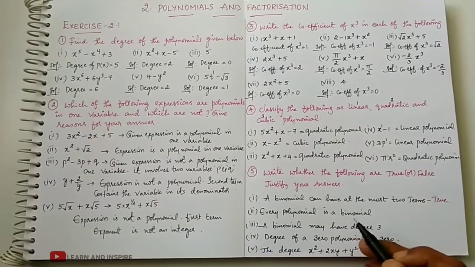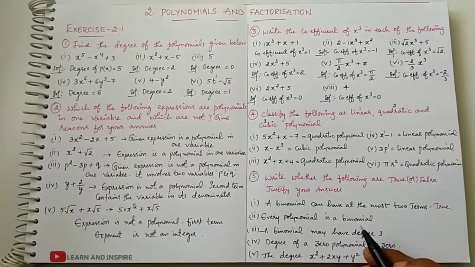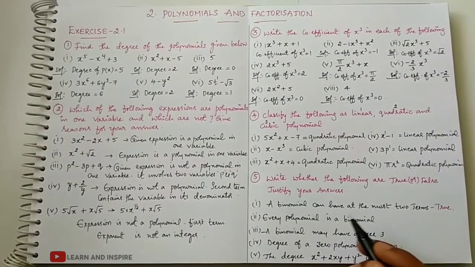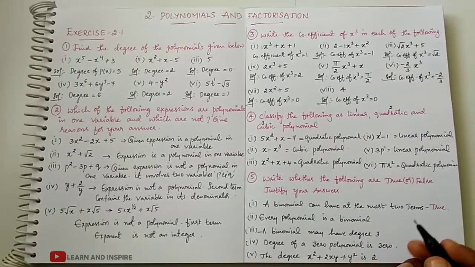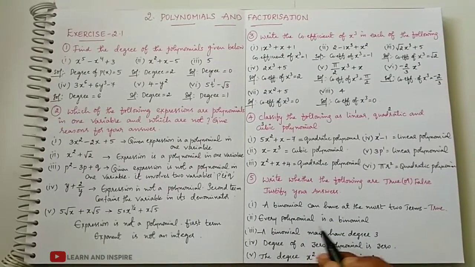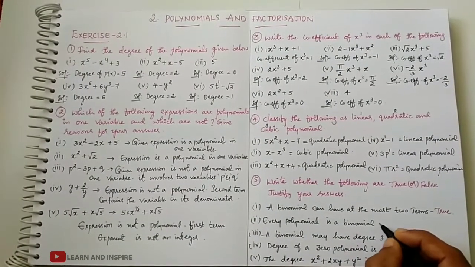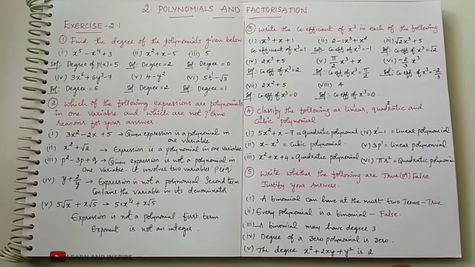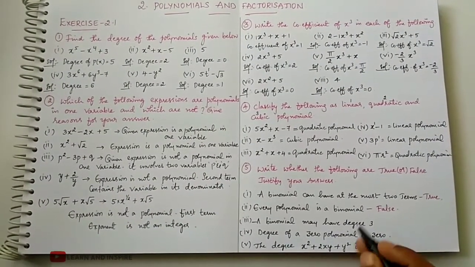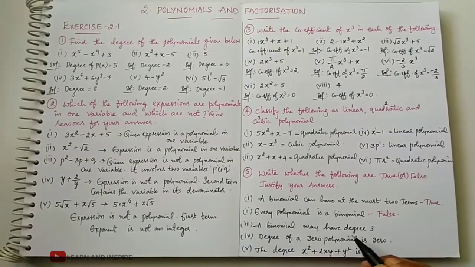Second one, every polynomial is a binomial. Binomial is nothing but 2 terms. Not all the polynomials have 2 terms. It may have 1 term, 2 terms, 3 terms or 4 terms, and so on. But not every polynomial has 2 terms. So the statement is false.